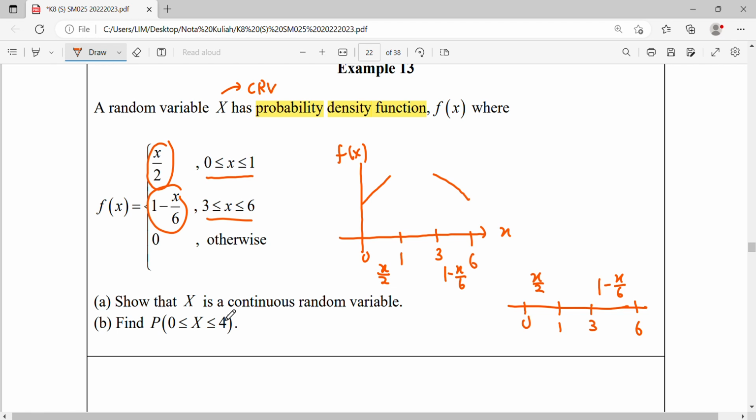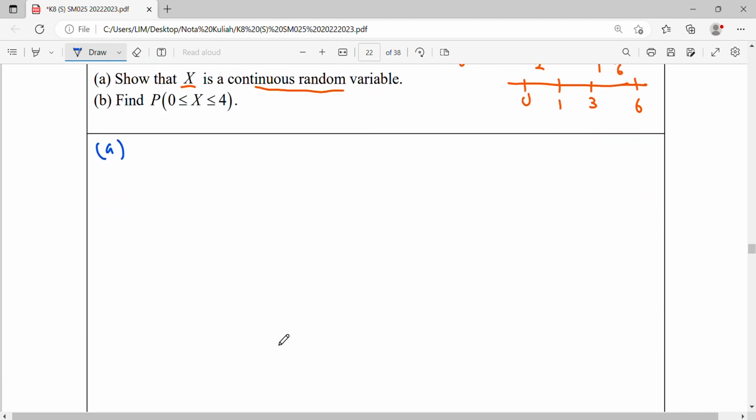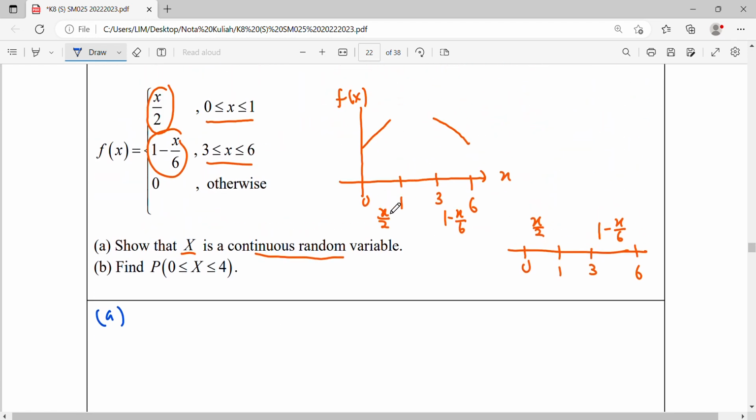Show this x is a continuous random variable. So, to show the x is continuous random variable, the characteristic of continuous random variable is total probability must be equals to 1. But this time, the probability represent here is your area under the graph. So we have to integrate all the part of this area so that we have to show it equals to 1. Okay, so to show some characteristic is a random variable. Always remember, we find the total of the probability.